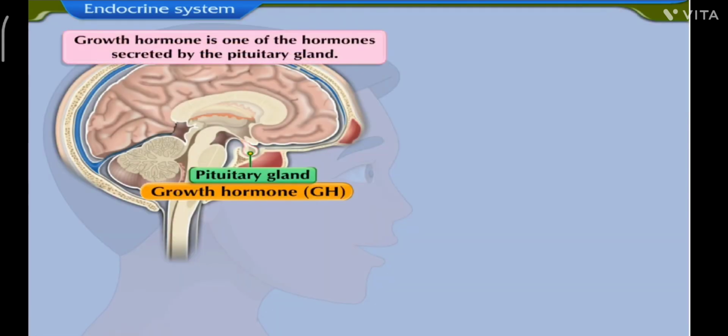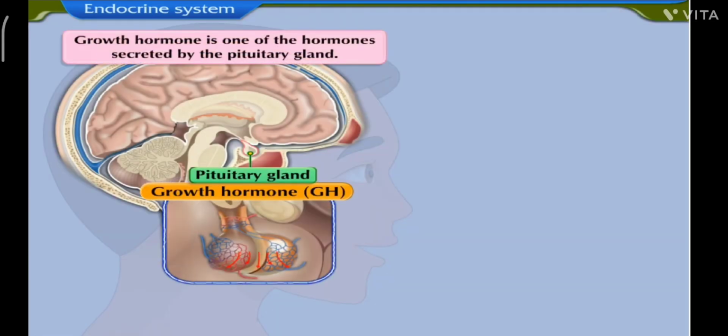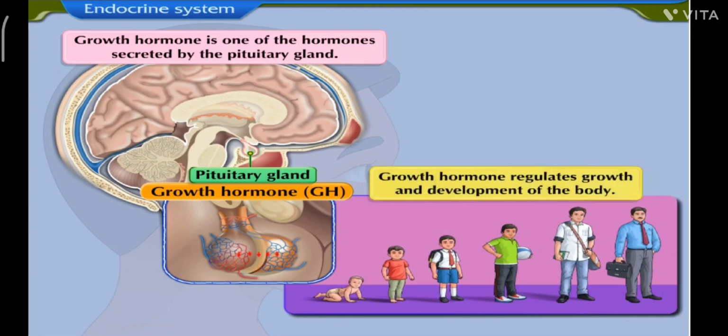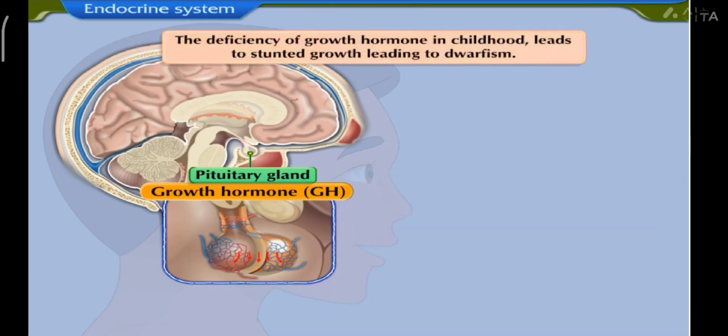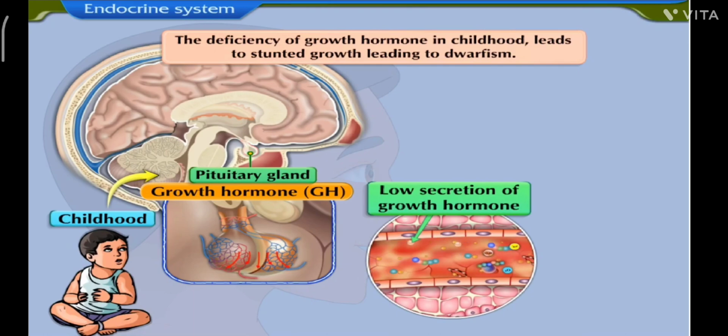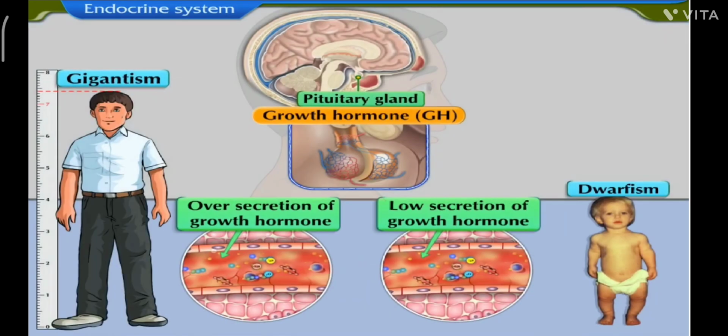Growth hormone is one of the hormones secreted by the pituitary gland. It regulates growth and development of the body. The deficiency of this hormone in childhood leads to stunted growth, leading to dwarfism. Gigantism and dwarfism are the result of variation of the growth hormone secreted by the pituitary gland.